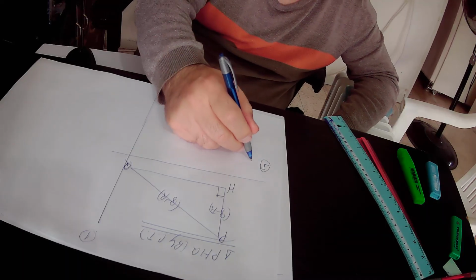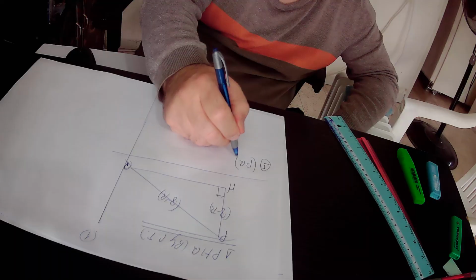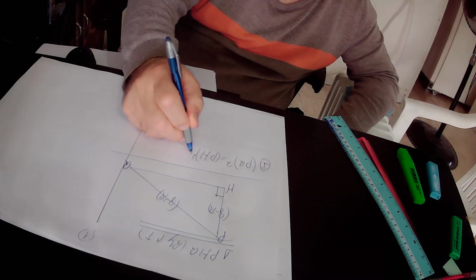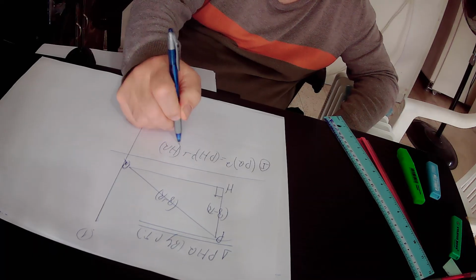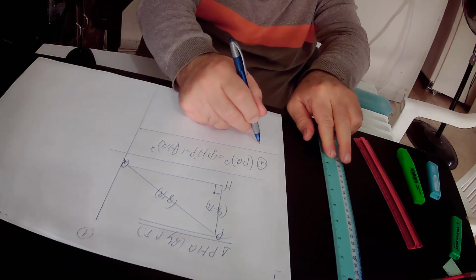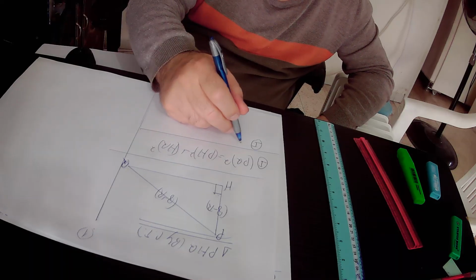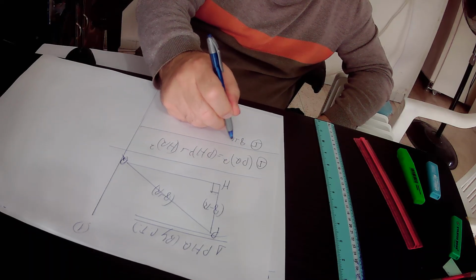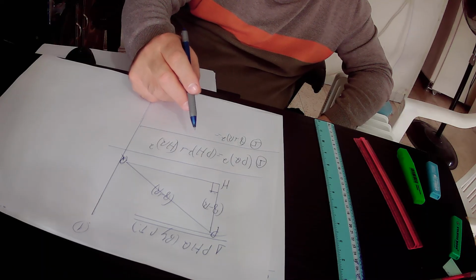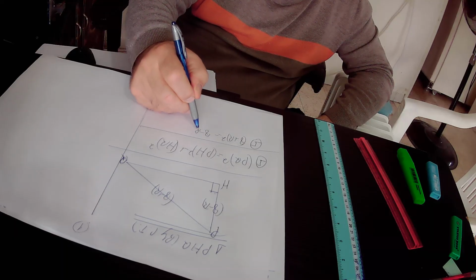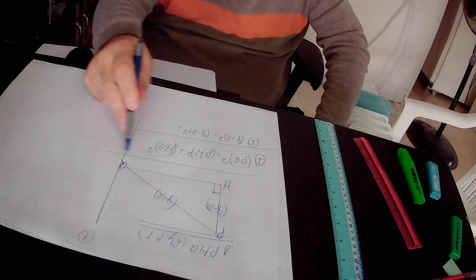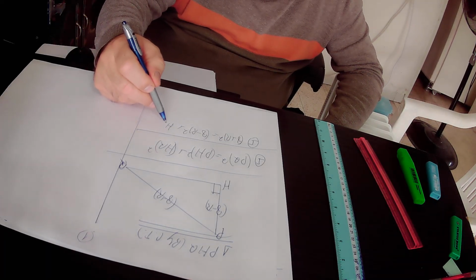So PQ square, that is the square of the hypotenuse of the right triangle PHQ, must be equal to PH square plus HQ square. PQ is 8 plus R, therefore PQ square is (8 plus R) square, and it must be equal to PH square. PH is 8 minus R, therefore PH square is (8 minus R) square, plus HQ square. HQ is the missing side, so we leave it as it is.